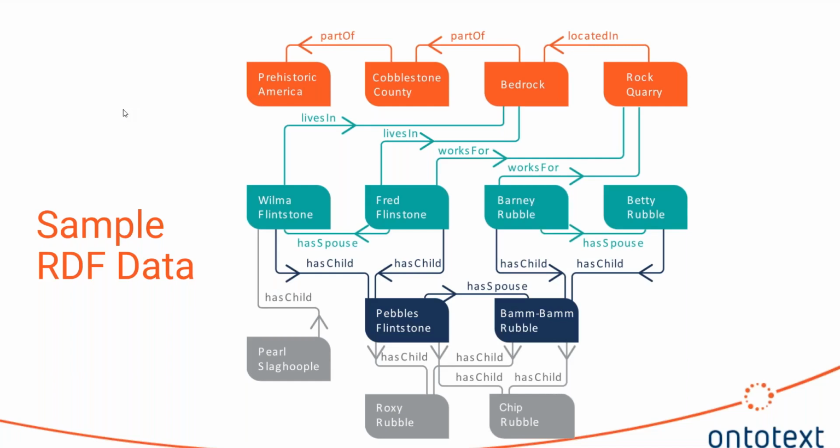You see that since we're schemaless, every single object can also be a subject in another triple. Here we have rock query as a subject, is located in Bedrock. This is how we build up our graphs.